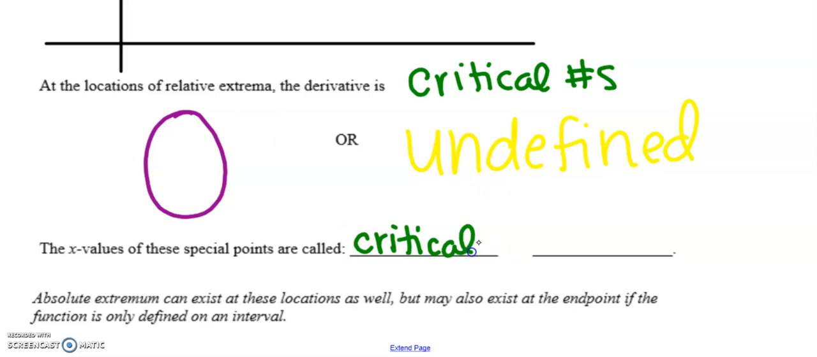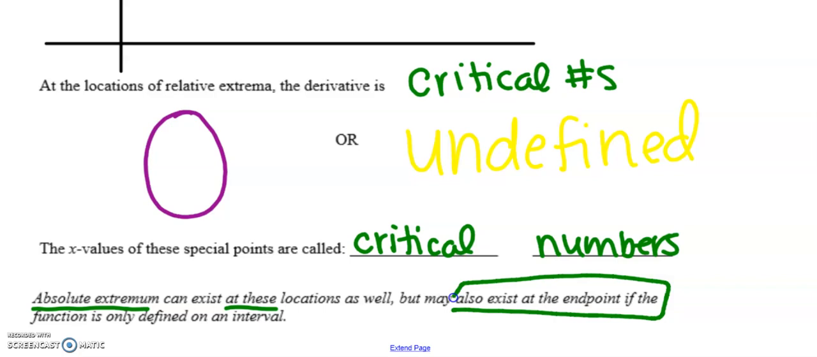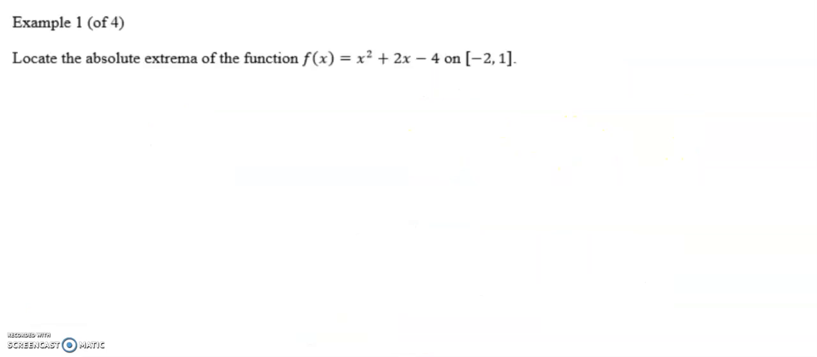The x values of these special points are called critical numbers from the first derivative. An absolute extremum can be at those critical numbers, but can also exist at the end point if we are defined on that closed interval a to b, because now the extreme value theorem is taking place and we would run a candidates test. All right, so let's see this in action.